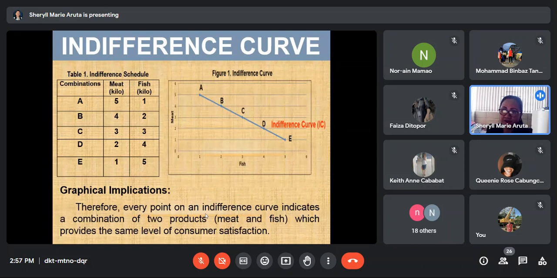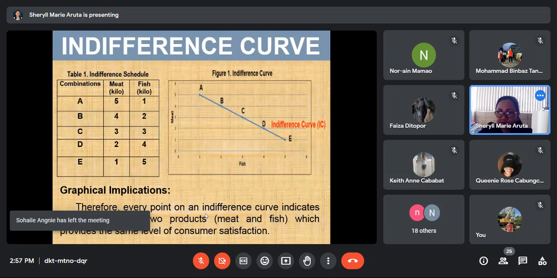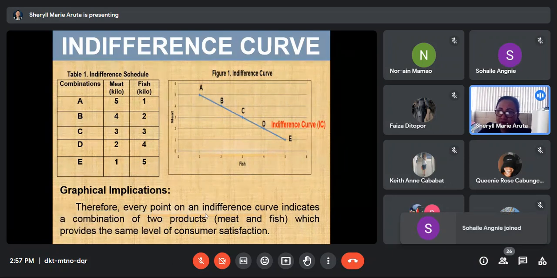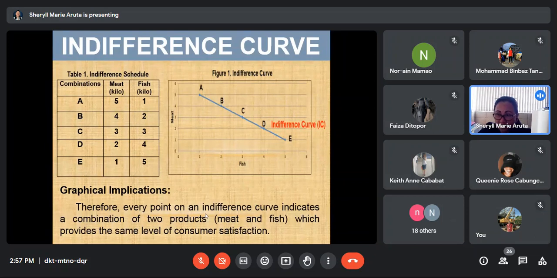Okay? From the indifference schedule, ato siyang gitranslate o graph. And that's what we call indifference curve. So what's the graphical implication? From the table, from the graph, therefore, every point on an indifference curve indicates a combination of two products which provides the same level of consumer satisfaction. So, lahi-lahi man tag choice. Mao nang lahi-lahi ang atong decision.